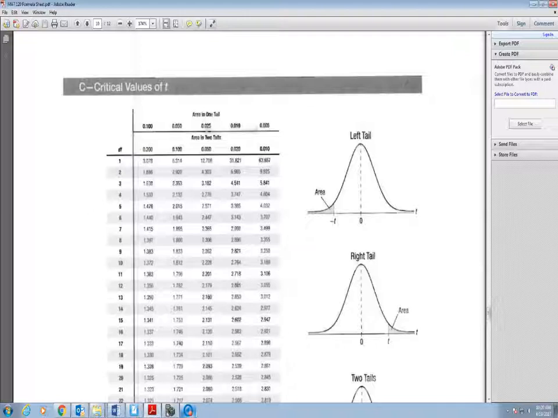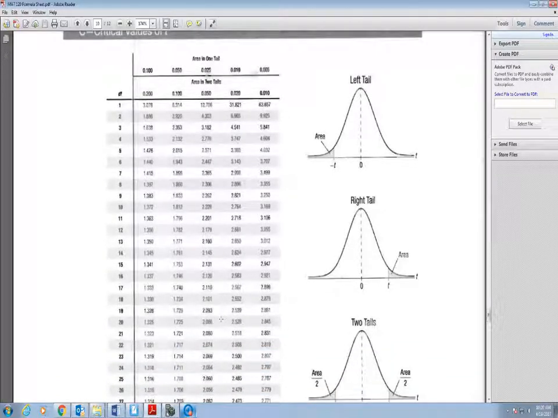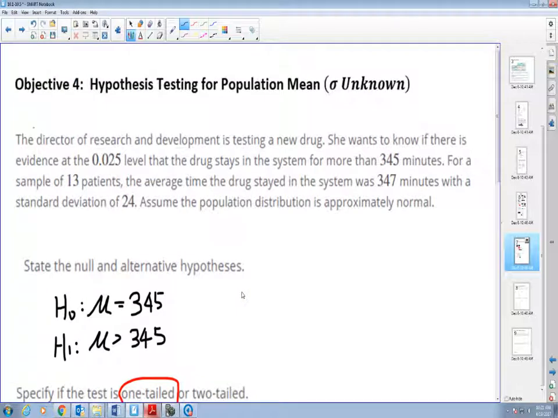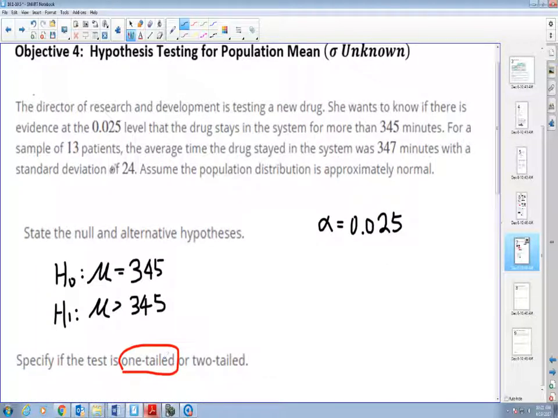So go by the degree of freedom and the area in one tail. How do I find the area in one tail? What does the problem tell me? This problem doesn't even have alpha. Oh, yes it does, 0.025 right here. That was at the beginning. So the alpha was 0.025. That means the area in one tail, because it's a one tail test, is 0.025.